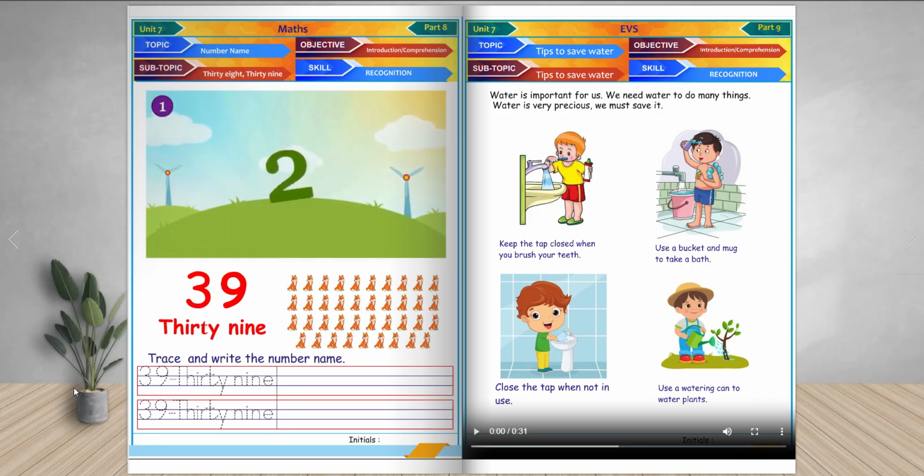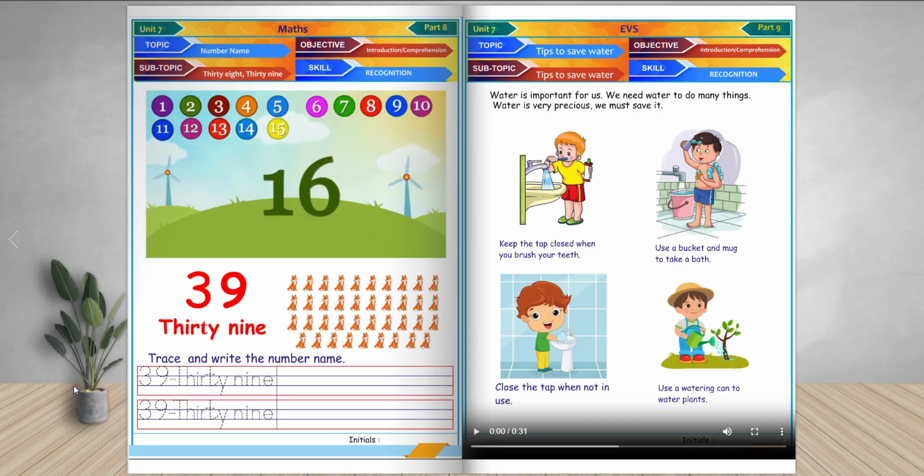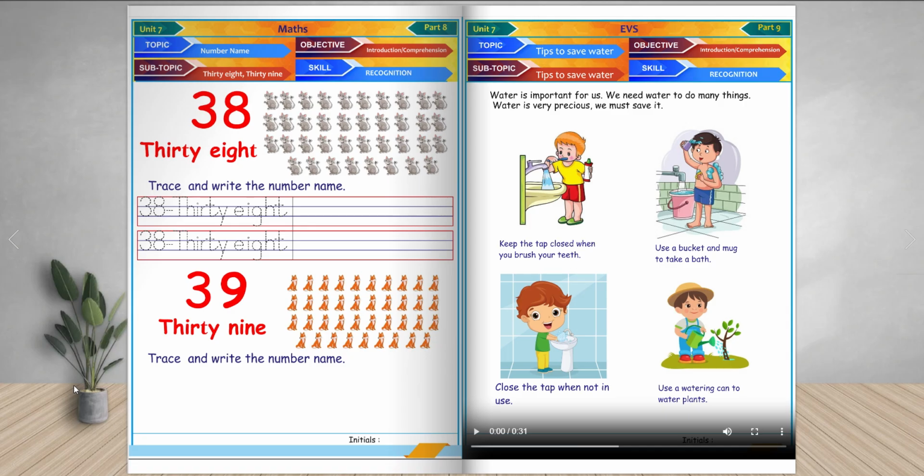39. 1, 2, 3, 4, 5, 6, 7, 8, 9, 10, 11, 12, 13, 14, 15, 16, 17, 18, 19, 20, 21, 22, 23, 24, 25, 26, 27, 28, 29, 30, 31, 32, 33, 34, 35, 36, 37, 38, 39. Trace and write the number name.